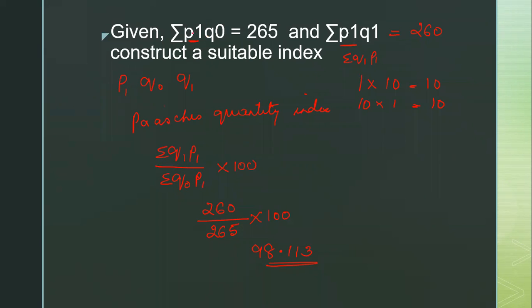So you should see, when you see P there, you may think it is a price index, but you should see what information is given. They have not given P0 here. They have also given P1. So that means it is quantity. You should see which information is given and then see which method you have to apply.